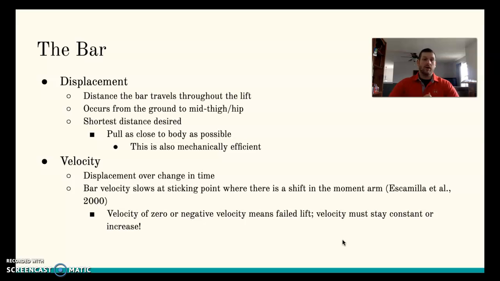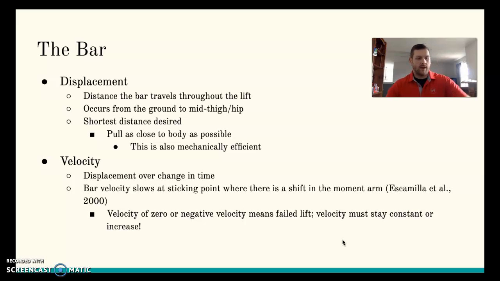So the bar, that's first, right? It's easier. We talk about displacement. Distance the bar travels throughout the lift occurs from the ground to the mid-thigh or just below the belt line. Okay? Depends how long your arms are. We want the shortest distance. Okay? So that's why we pull this bar as close to the body as we can. It's mechanically efficient, going to keep you from getting injured, but also think about it.